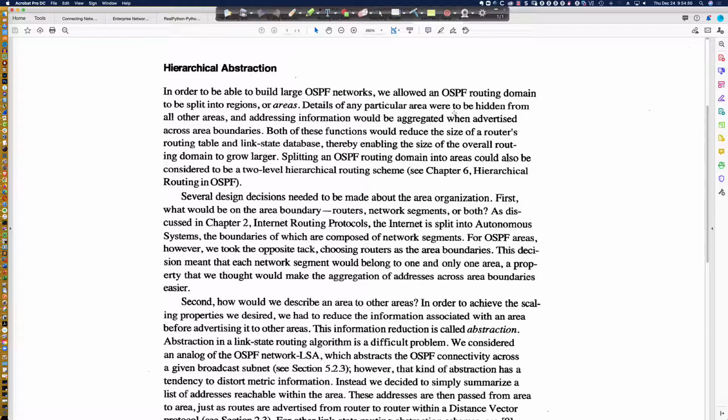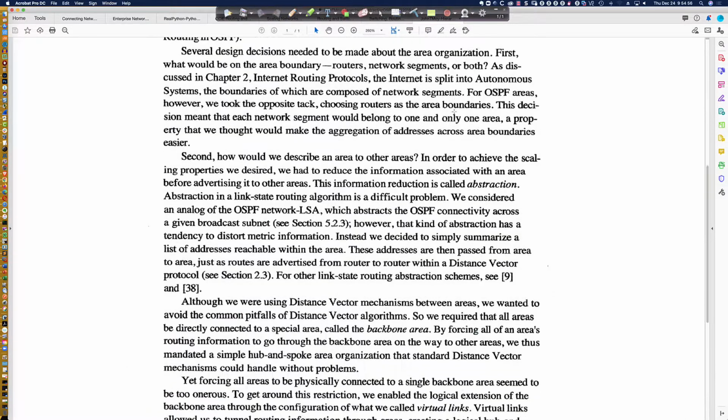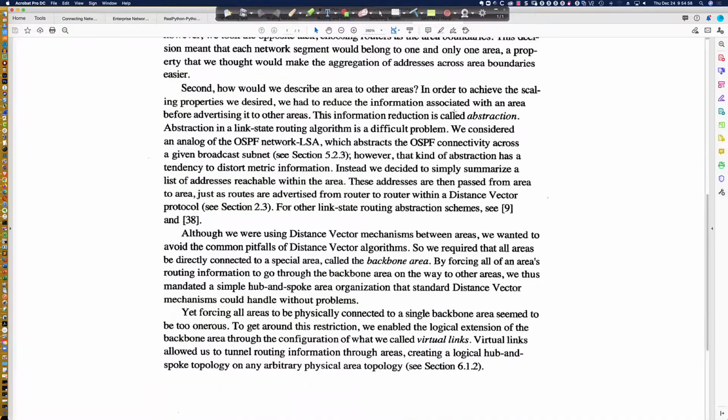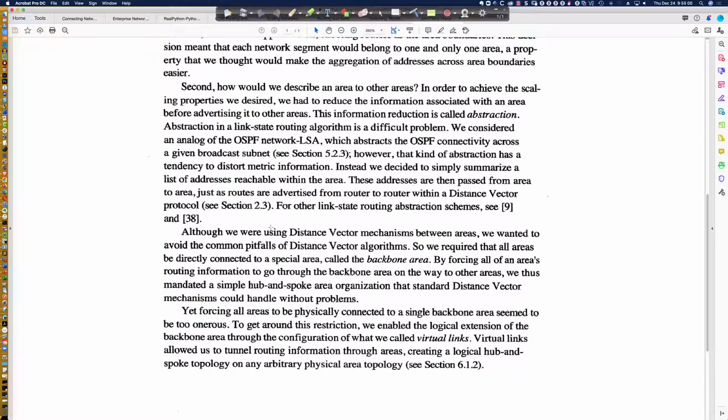Just send your traffic for those networks to me. That's what's going to happen. And so that's why, and I'll scroll up a little slowly here, you get down to these last two paragraphs. And this is what it's all about, and specifically the penultimate paragraph. Although we were using distance vector mechanisms between areas, we wanted to avoid the common pitfalls of distance vector algorithms.